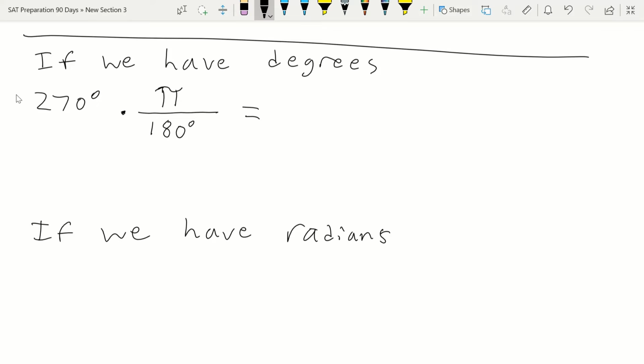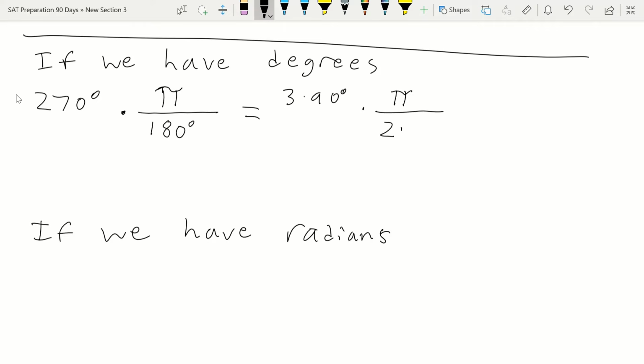We know that 180 could be rewritten as 2 times 90 degrees, and we know that 270 could be rewritten as 3 times 90 degrees. So I'll go ahead and show you how I would do this to simplify it without a calculator, because these types of questions certainly could show up on the math no calculator section, so you have to be able to do this without a calculator.